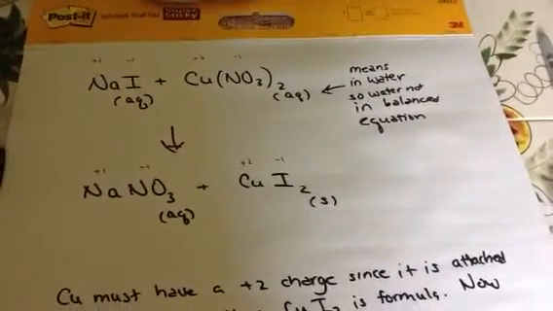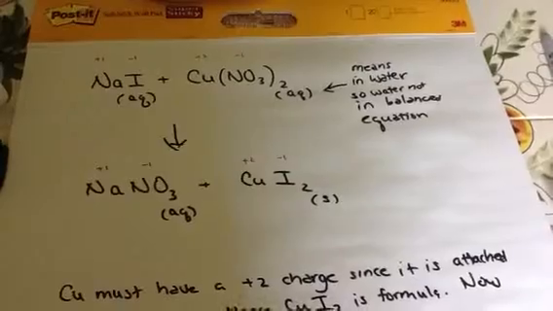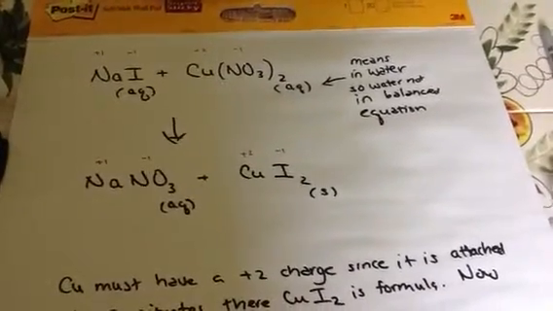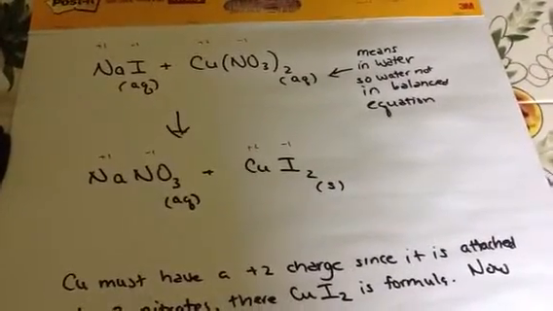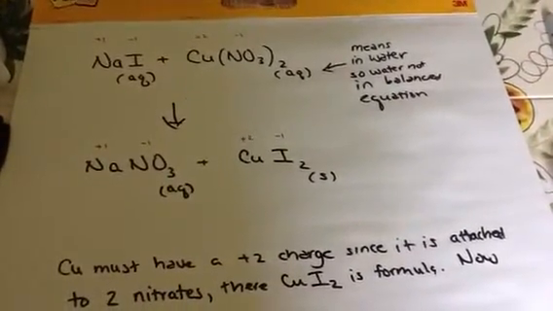Okay, your reaction is sodium iodide plus copper nitrate. And I assume you got a precipitate. So you can figure out what the precipitate is. What you do is an exchange of the ions.